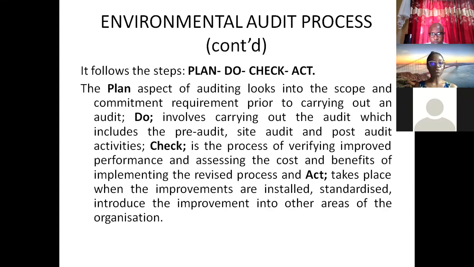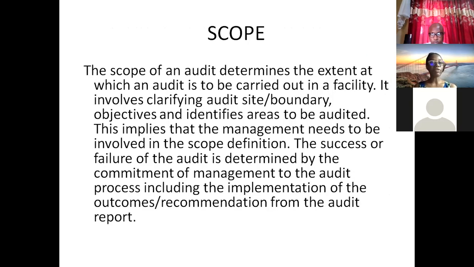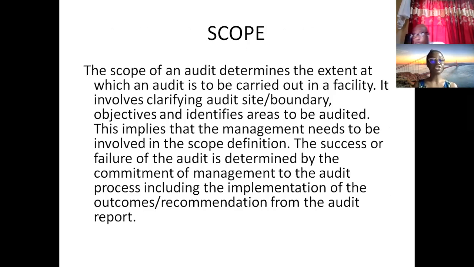The next phase will be the scope. So the scope of an audit is determined by the extent to which an audit is to be carried out in a facility. So this is just to break down the 4 steps that I've initially explained. So now we're talking about the scope. Here, the extent of the audit is being determined in the facility. Here you clarify the audit boundary, the objectives, and you identify the areas to be audited. It also implies that the management needs to be involved in the scope definition.